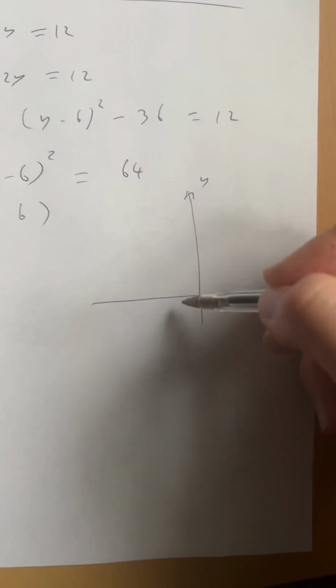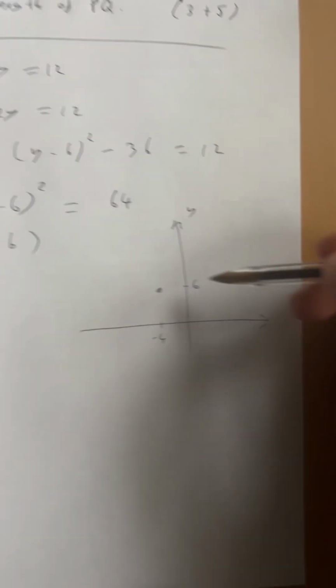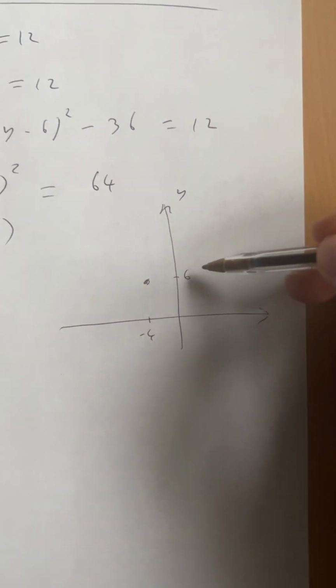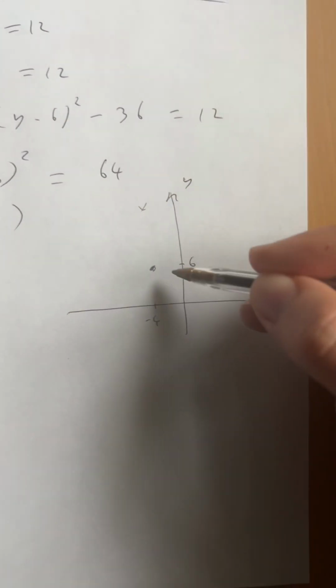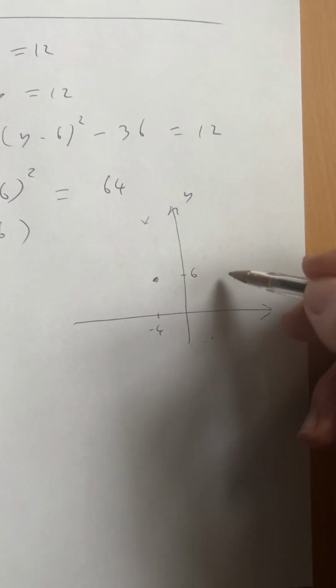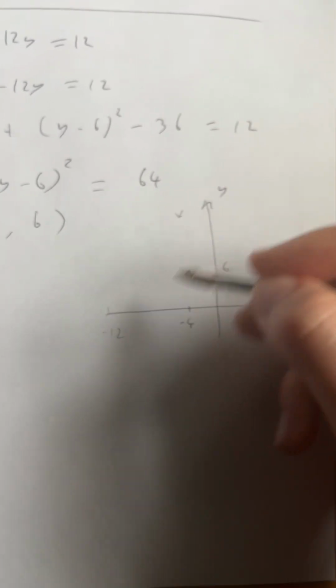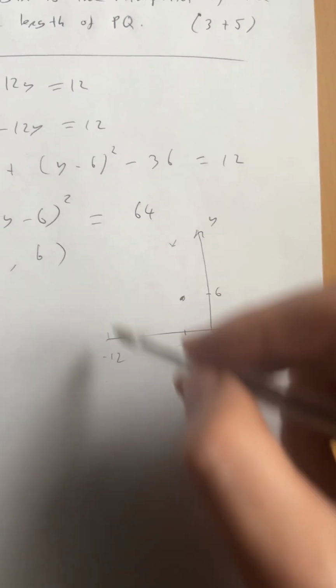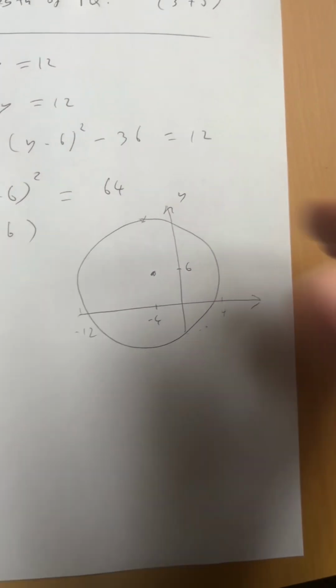So let's just try to roughly sketch this. The center's at minus 4, 6, somewhere here. Let's say that's minus 4 there, and 6 there. Now the radius is 8, so the circle is going to go up to 6 plus 8, which is 14, down to minus 2 somewhere there, over to positive 4 there, and over to minus 12 somewhere there because of that radius of 8. So just try to roughly draw a circle for this. It doesn't have to be accurate, just something that's approximately right.